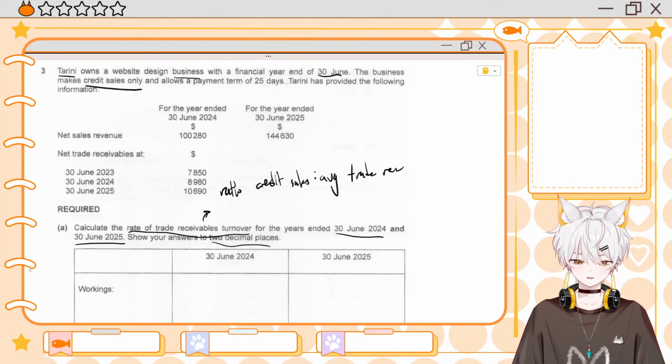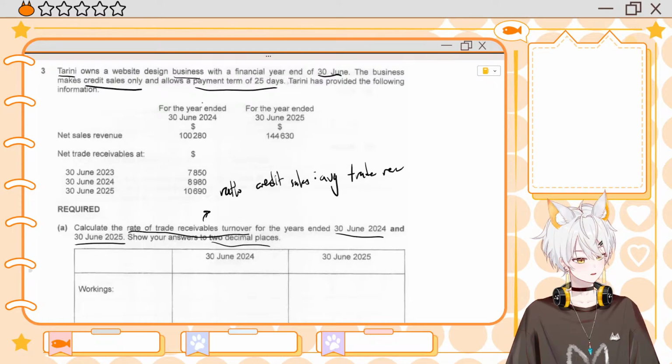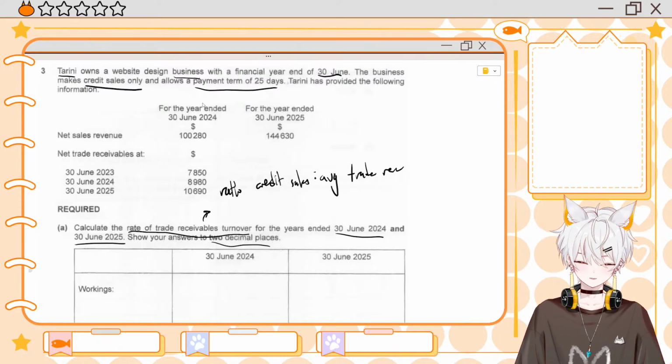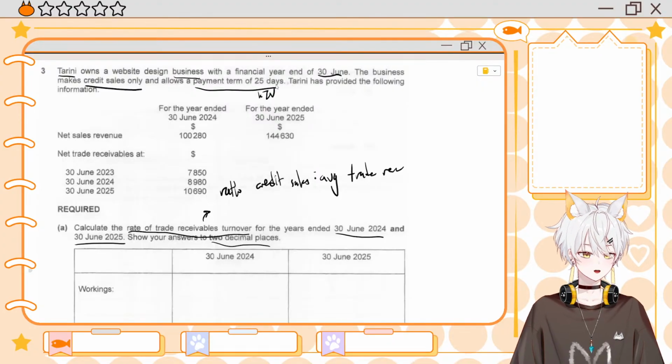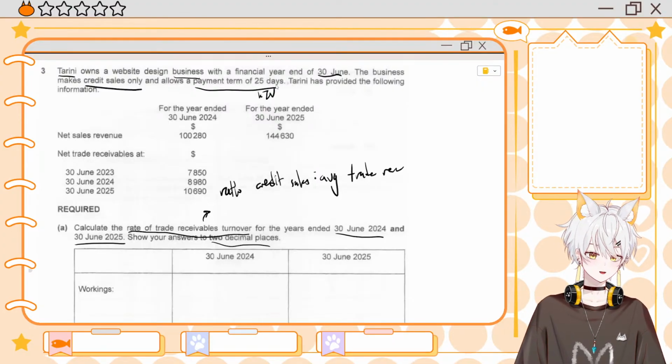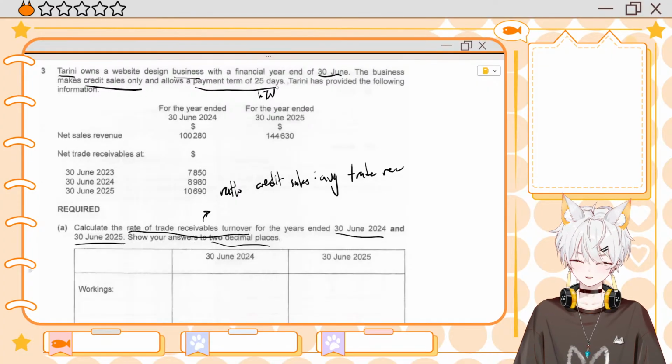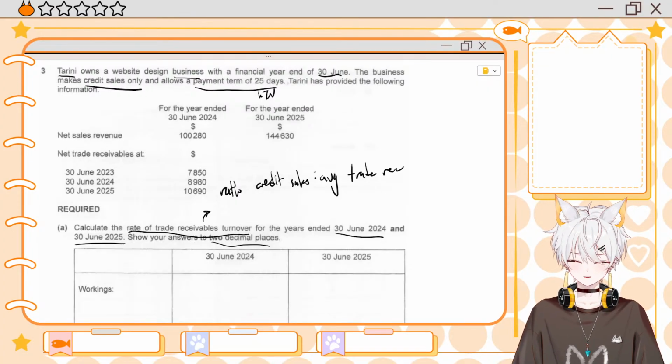And then they allow a payment term of 25 days. This will be important later on, not right now, so we can write it as KIV. The rest of the information is essentially what we need for answering part A at least. All these numbers, I'm not going to highlight them.